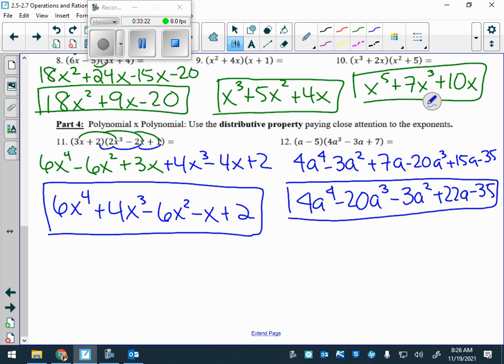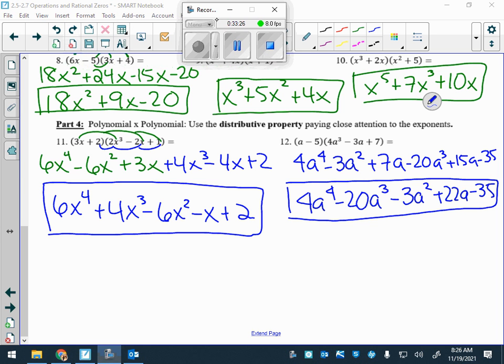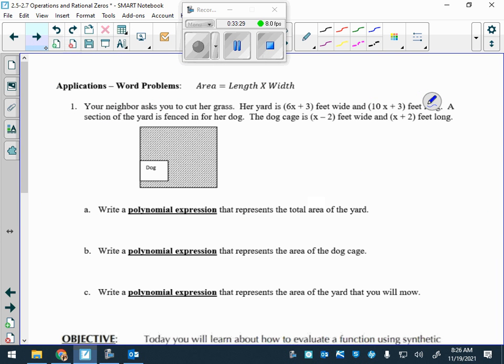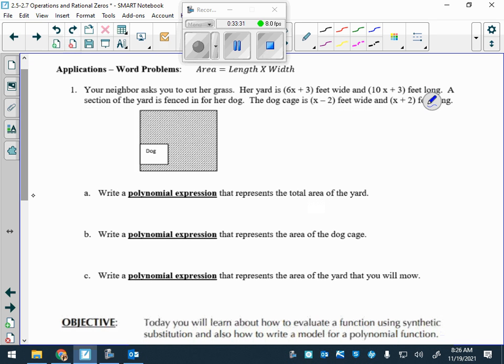Just two more things we have to do. The next, still with multiplication, however, now with the word problem. Now this is something I would put a major star by. You might see this on a test, quiz, or midterm. So your neighbor asks you to cut her grass. Her yard is 6x plus 3 feet wide and 10x plus 3 feet long.